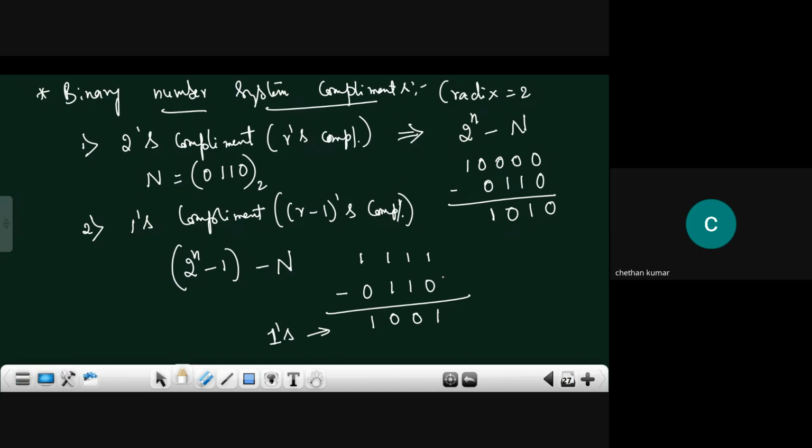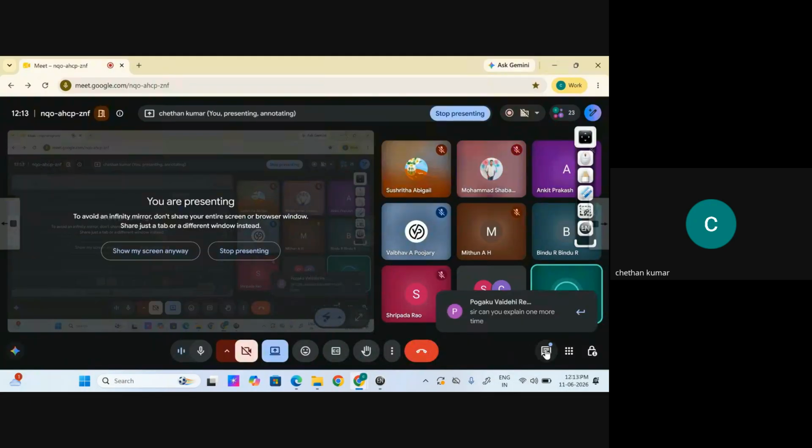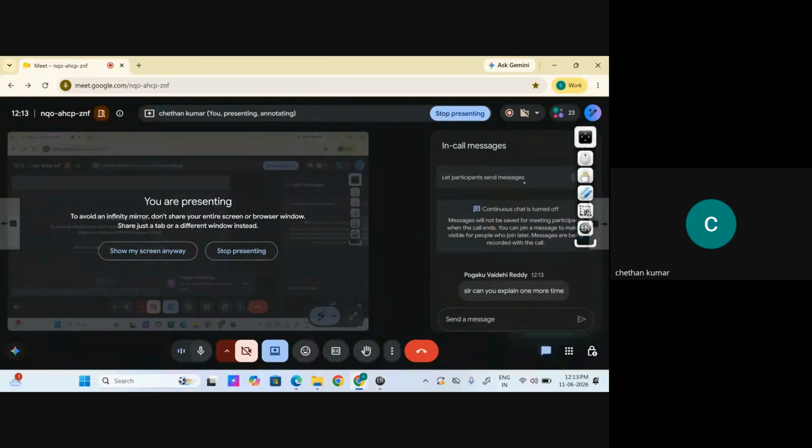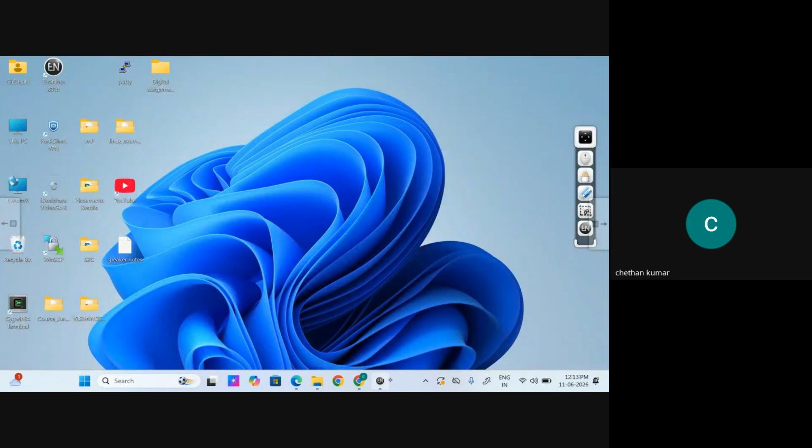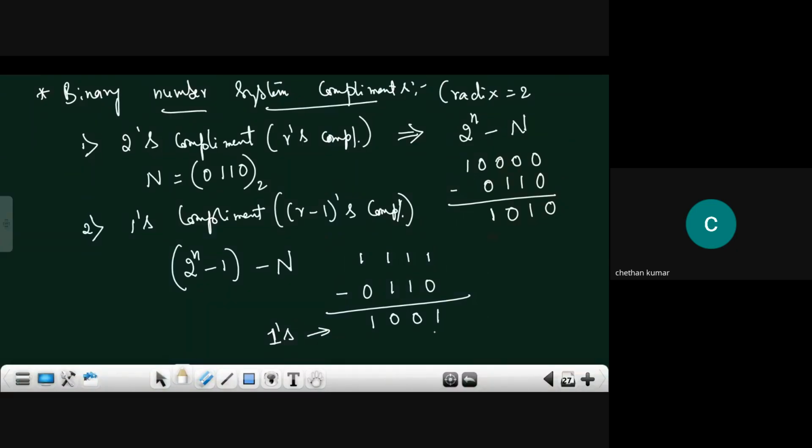Are you understood? Let me explain one more time, no issues. If I add 1 to the 1's complement, that becomes the 2's complement. Usually what you studied is that 1's complement means changing 1s to zeros and zeros to 1s. If you add 1 to that, that becomes the 2's complement result.